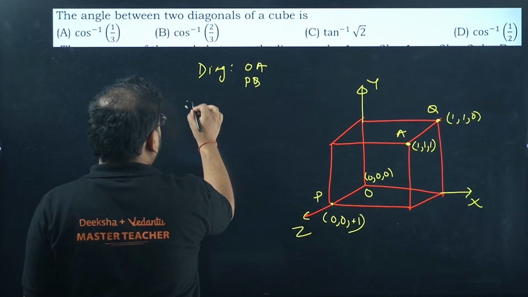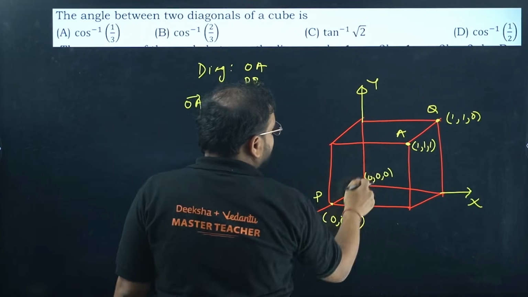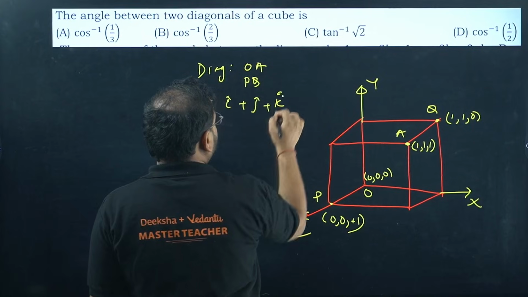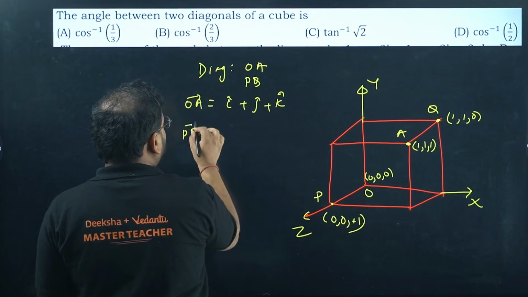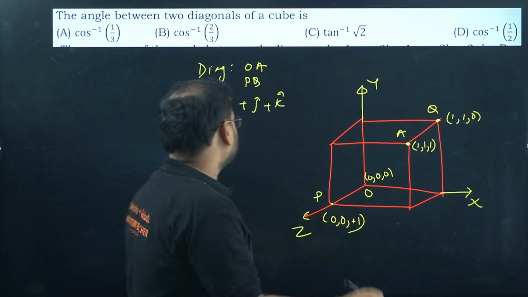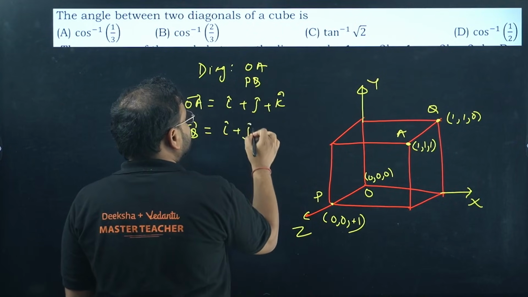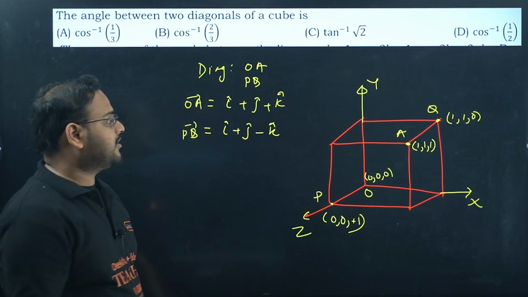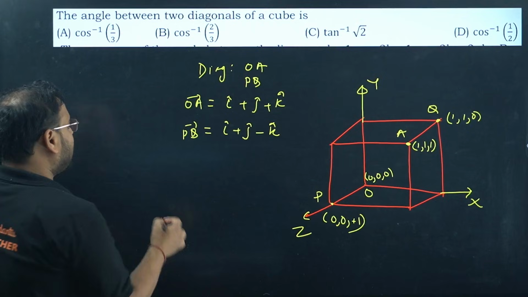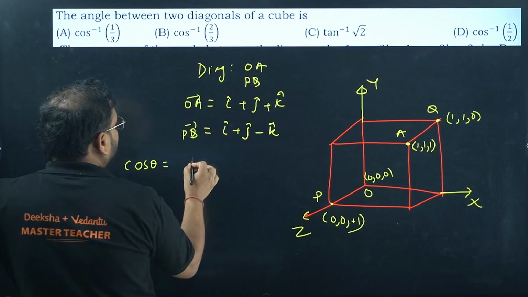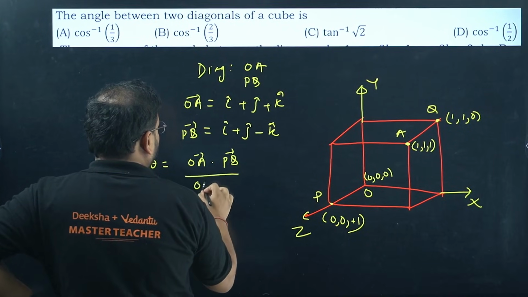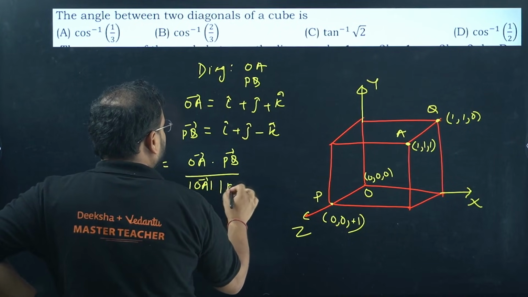Can we find the diagonal OA vector? The OA vector is 1 minus 0, 1 minus 0, 1 minus 0, which means i cap, j cap and k cap. In the same way we can find the PQ vector: 1 minus 0, 1 minus 0 and 0 minus 1, so we have i cap, j cap minus k cap. Now we have the vectors of the diagonals OA and PQ. Now I can find the angle. Cos theta will be OA dot PQ divided by OA modulus into PQ modulus.